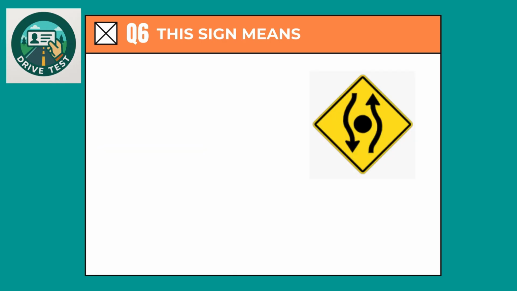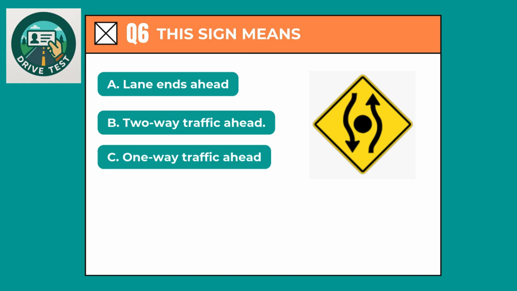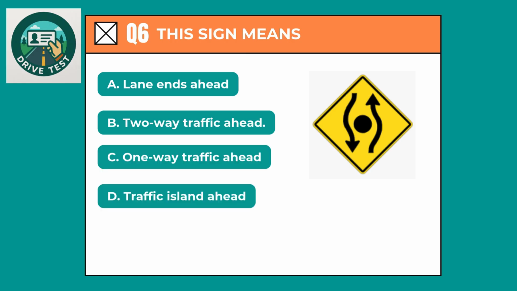Question 6. This sign means: A. Lane ends ahead. B. Two-way traffic ahead. C. One-way traffic ahead. D. Traffic island ahead. The correct answer is D. Traffic island ahead.